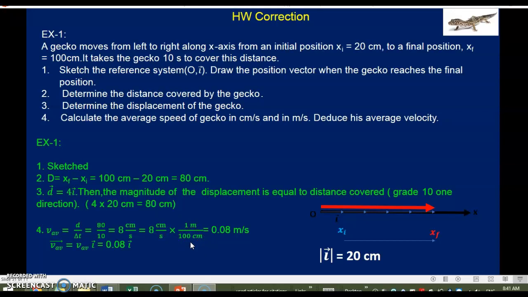Now deduce the average velocity. The average speed is the magnitude of the average velocity. Since the gecko is moving in the positive sense, in the same sense as i, we can say that the average velocity is equal to the speed times i vector, that is, 0.08 i vector, positive.